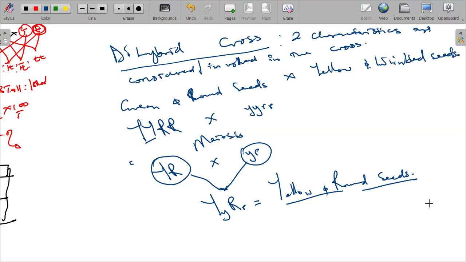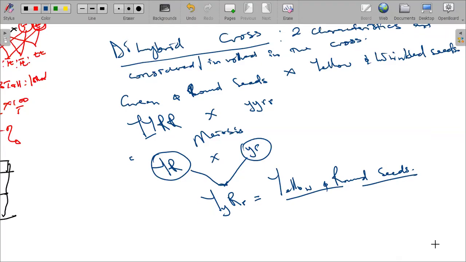So what I want you to understand is that in dihybrid crossing, the F1 generation is 100% of the dominant alleles. We said that green is dominant, and round is also dominant. So the dominant alleles are the outcomes that we can get at the end of the day.